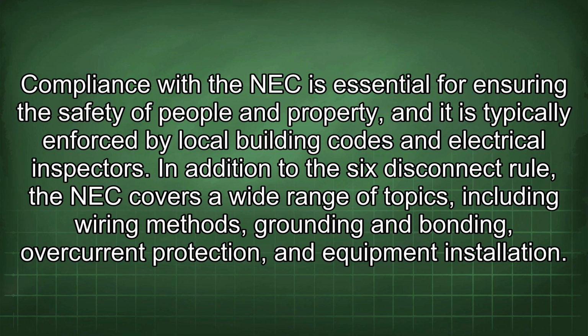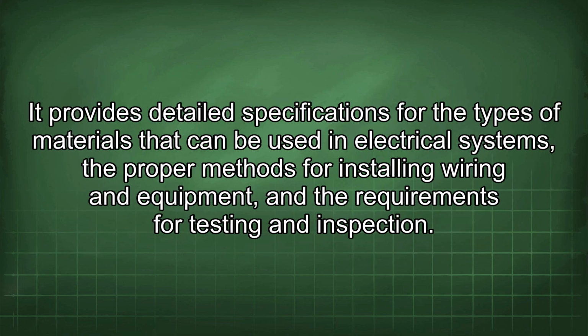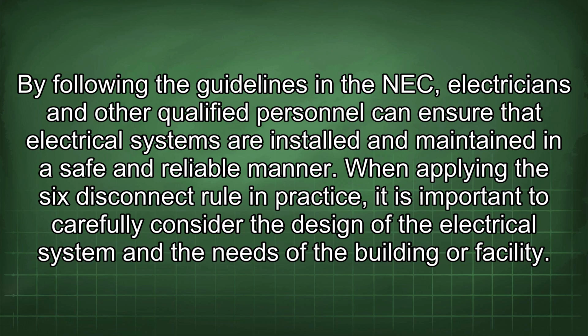In addition to the 6 disconnect rule, the NEC covers a wide range of topics, including wiring methods, grounding and bonding, overcurrent protection, and equipment installation. It provides detailed specifications for the types of materials that can be used in electrical systems, the proper methods for installing wiring and equipment, and the requirements for testing and inspection. By following the guidelines in the NEC, electricians and other qualified personnel can ensure that electrical systems are installed and maintained in a safe and reliable manner.